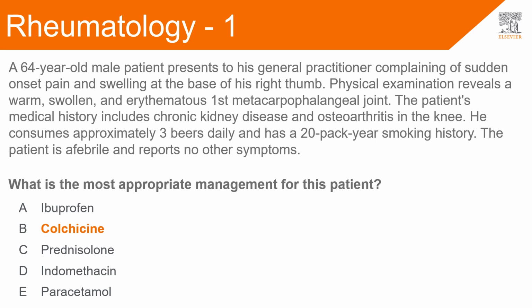Now, what about prednisolone? Well, some people do choose prednisolone, and they like to use it because sometimes steroids are used to treat an acute gout attack. They are considered after NSAID or after colchicine, if ibuprofen and colchicine are contraindicated, and only if they're contraindicated. Whereas in this case, there is no such contraindication.